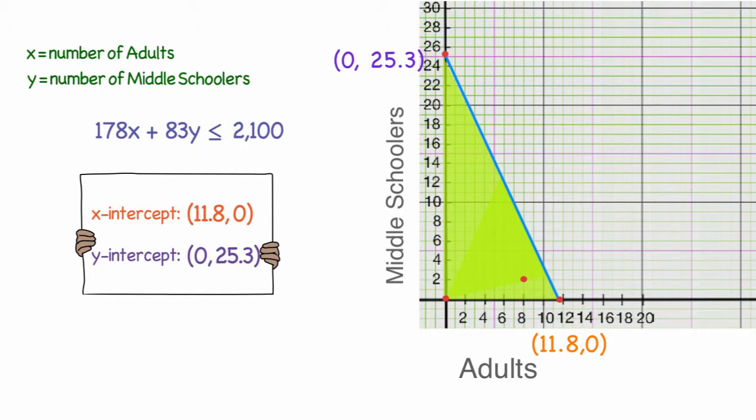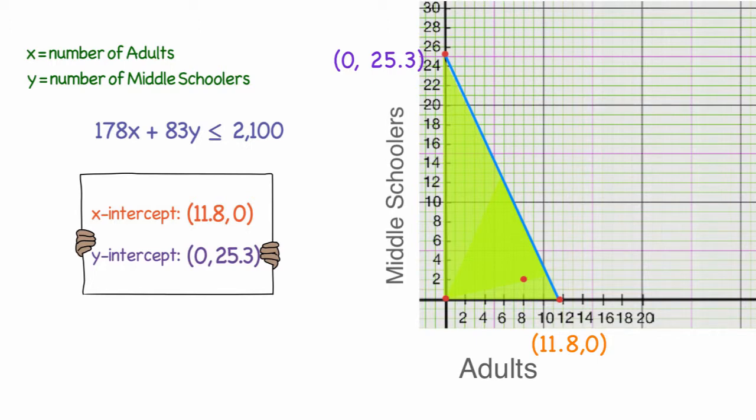Now, of course, if I'm allowed to have negative numbers for x and y, then I would shade everything else that's below this line here. The line represents where you have an exact weight of 2,100. So it's a solid line here. But if I'm on an elevator, I don't think I want to be at capacity. I'd want to stay under 2,100 pounds.